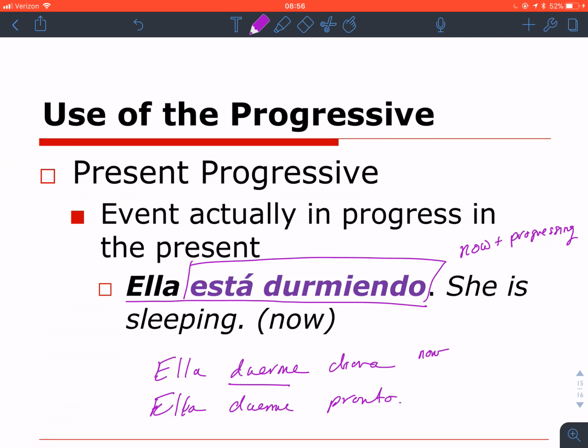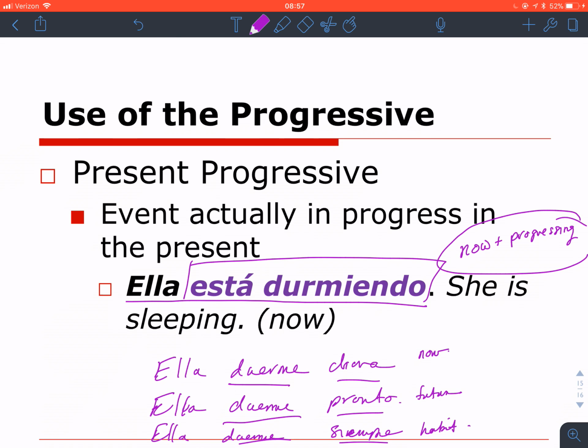Or I could also modify it with ella duerme siempre. So ella duerme ahora could be now. Ella duerme pronto could be in the future. And ella duerme siempre is a habit. Duerme is used with these adverbs to express now, future, habit. Está durmiendo can only represent a now and progressing action. And that's the difference between present progressive and present indicative.